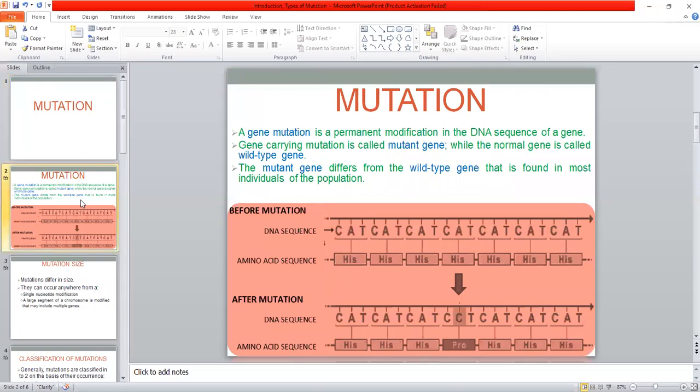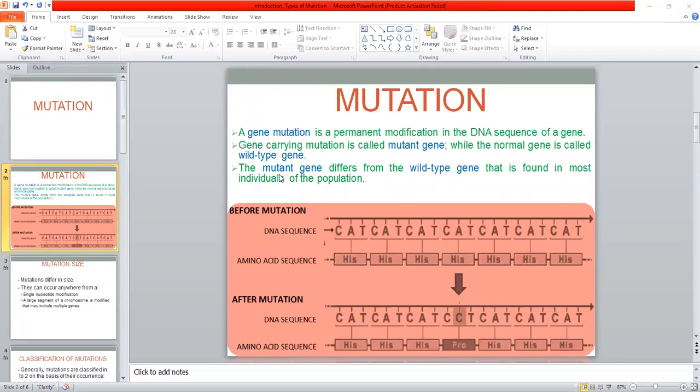A gene mutation is a permanent modification in the DNA sequence of a gene. A gene carrying a mutation is called a mutant gene, while the normal gene is called a wild type gene. So the gene in which a mutation has occurred is known as a mutant gene, while the normal gene which has not undergone the mutation is known as a wild type gene.